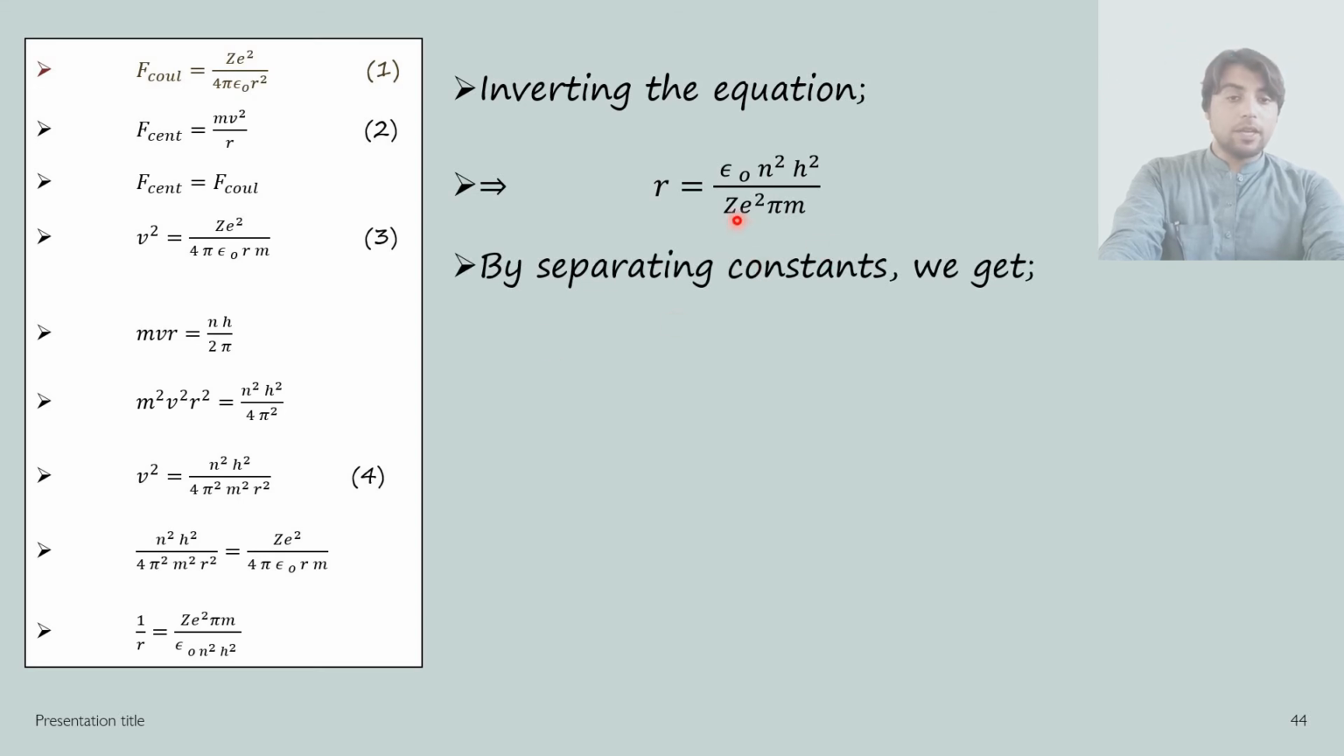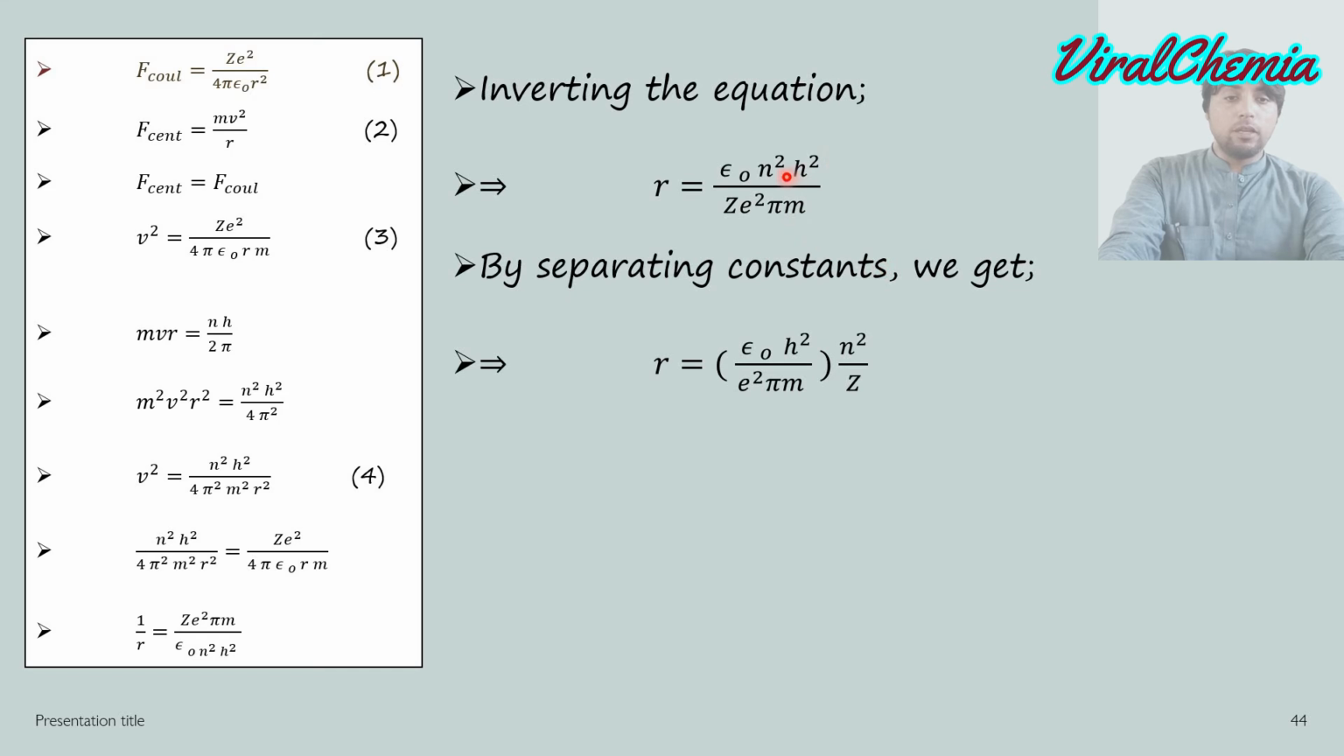Now separate the constants here: epsilon naught, h, e, pi, m. All of these are constants. Z will be considered a constant if we are taking the hydrogen atom. If it is other than the hydrogen atom, or if the atom is unknown, then Z cannot be taken as a constant. So we will separate the variables and the constants. These are the constant values, and this is n square by Z, which is variable. n represents the number of the shell, where Z is the atomic number, or you can say the number of protons.